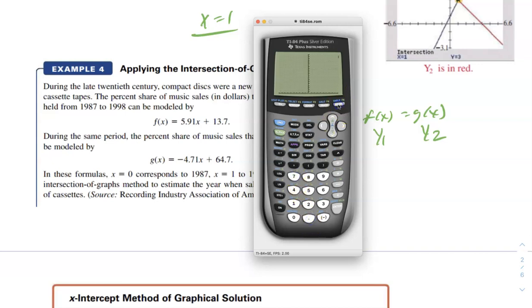Then we're going to hit graph. I got to fix my window. I'm going to go zoom standard. Zoom 6 is a normal window. So like you saw with me, I had a funky window. You generally want to start with zoom standard, and we might have to fix it later. Like I have to fix now.